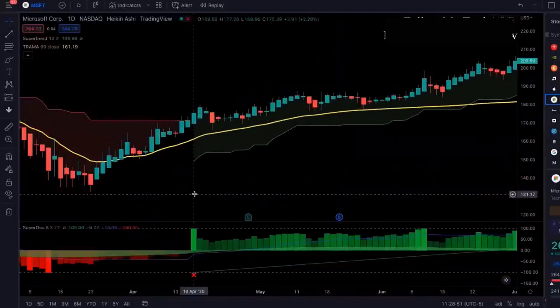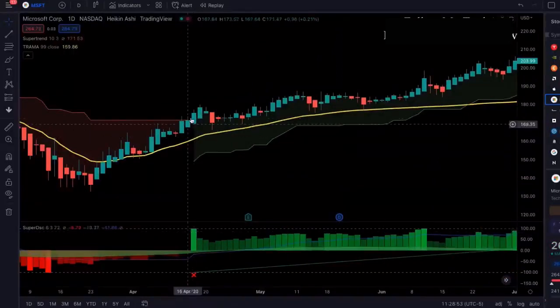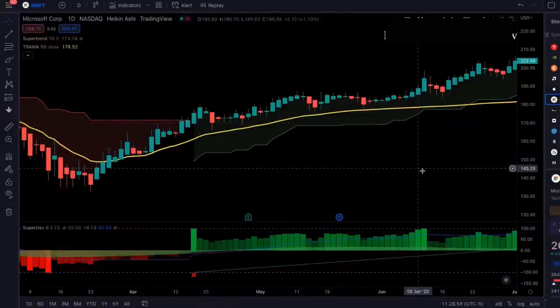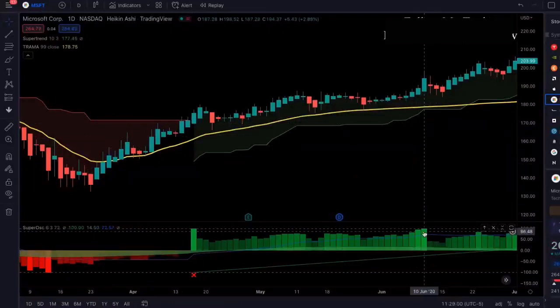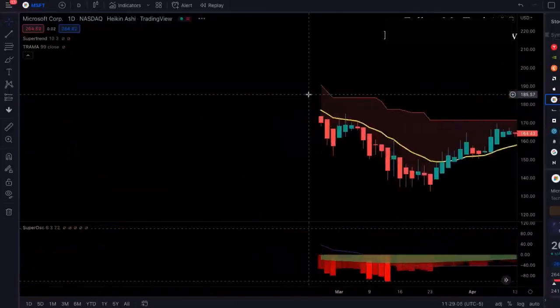All right, here's another buy signal. Boom. You buy right here. You ride it out, ride it out, ride it out. Here is where you'd get out of this because again, the Supertrend oscillator is at 100. That'd be a nice little profit for that swing trade.